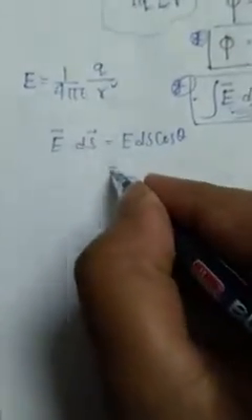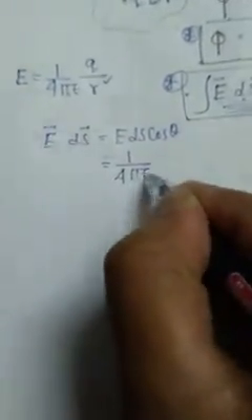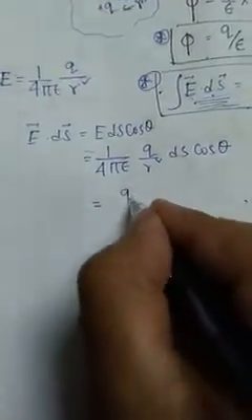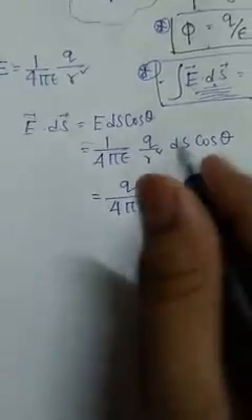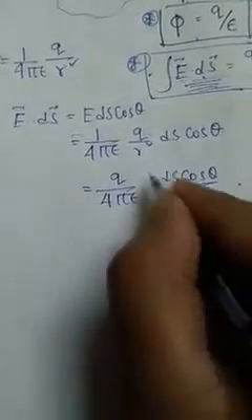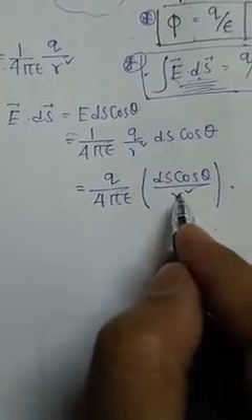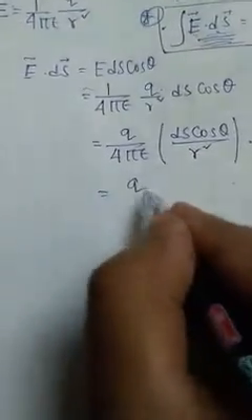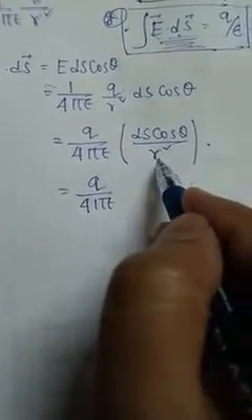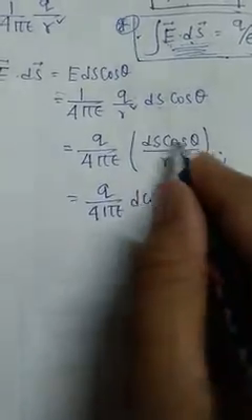So what is the value of E here? I shall put the value of E. The value of E is 1 by 4 pi epsilon q by r square, and this is ds cos theta, right? I am writing it like this: q by 4 pi epsilon, and ds cos theta by r square separately, again q by 4 pi epsilon as it is. What is the value of ds cos theta by r square? Try to remember, last video I told you this is d omega, that means the solid angle.